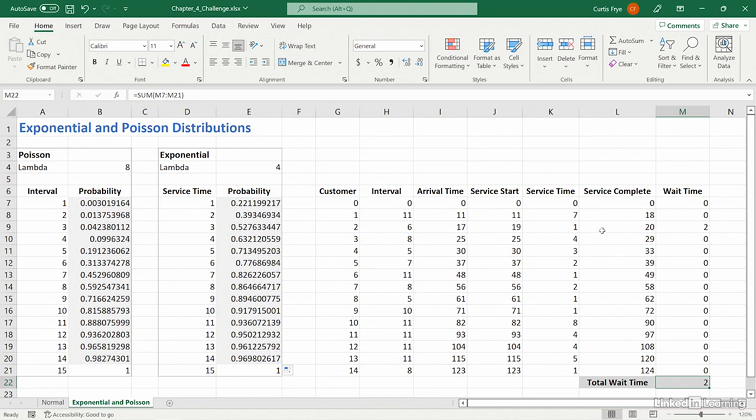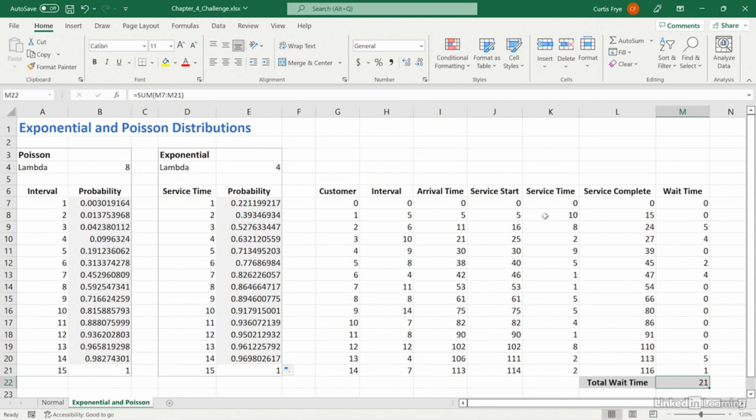But you can see here that we got lucky that we have fairly large intervals in column H and fairly small service times. We're not always going to be that lucky. So I'll press F9 to recalculate the workbook. This time we got 20 minutes of wait time, and you can see that we have a couple of cases with small intervals, and even though we only had one long service time at the top, in fact, it's the only one over 10, you can see how the backup went through the rest of the day.